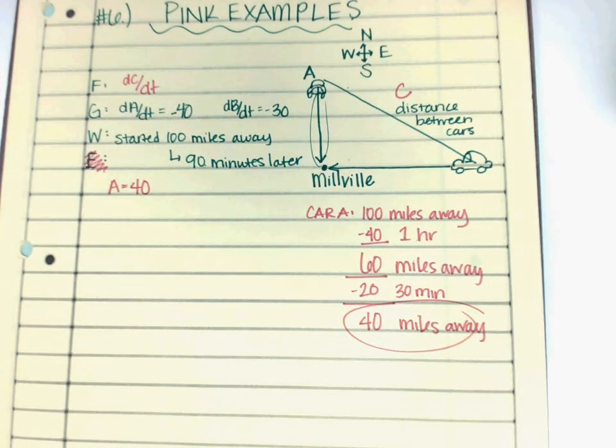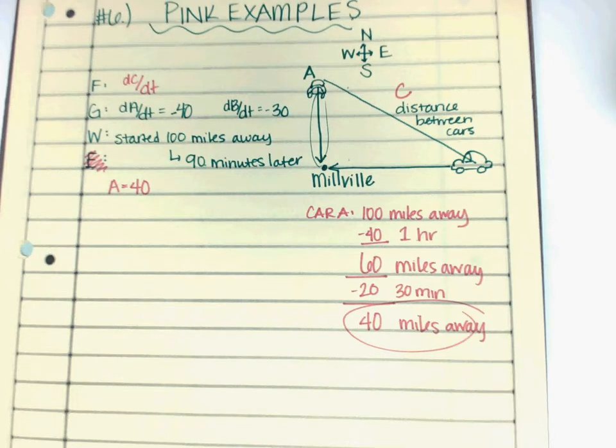One more time, then you're going to do B on your own. If he's going for 90 minutes, that's an hour and a half. In the first hour, he'll travel 40. That makes him only 60 away. Then in the second half hour, he's going to travel 20 more, which puts him 20 closer, which would put him at 40. So in an hour, he goes 40. He's at 60. Then in a half hour, he goes 20. Now he's 40 miles away. You do car B.